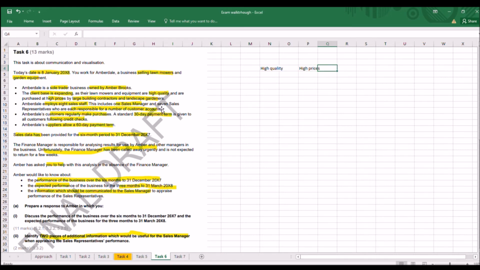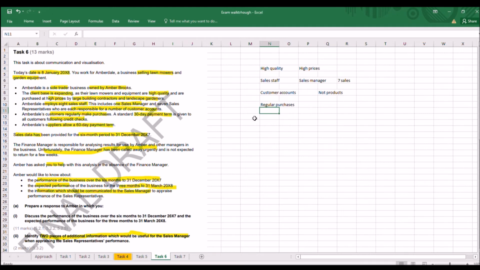Employs 8 sales staff. And 1 sales manager, 7 sales representatives, each responsible for a number of customer accounts. Okay, so sales staff, and there's a sales manager and 7 salespeople. Each responsible for a number of customer accounts. So they're responsible for customer accounts rather than products, not products. Customers regularly make purchases, so regular purchases. So they're not just sort of specifically pointing at the year.